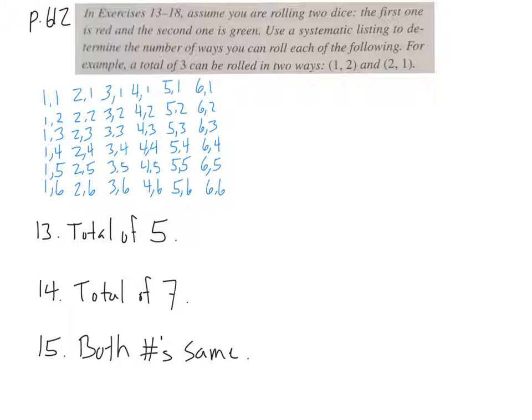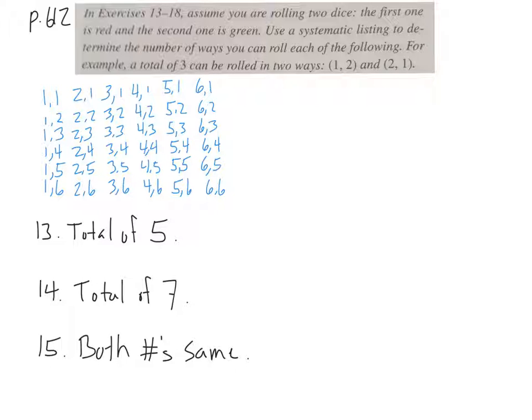So let me just go through and explain to you what this means. This first column, 1, 1, means first dice is a 1, second dice is a 1. 1, 2 means first dice is a 1, second dice is a 2. So I just went through and listed all the ways you can roll a 1 first and then any other number second. Then all the ways you can roll a 2 first and any number second, a 3 first, 4 first, etc. All together, this is a 6 by 6 table, so you're going to get 36 total options altogether.